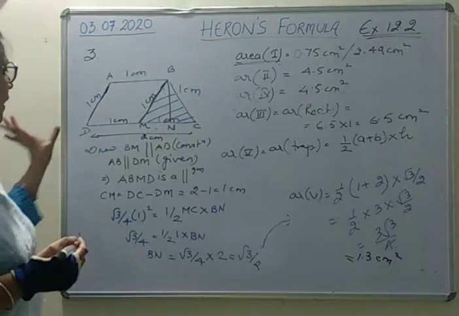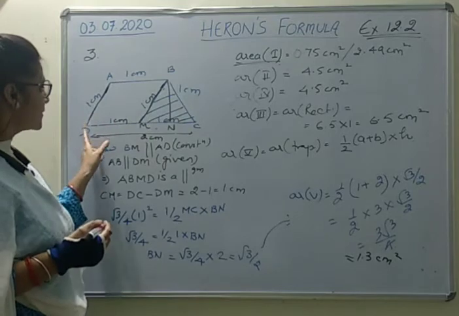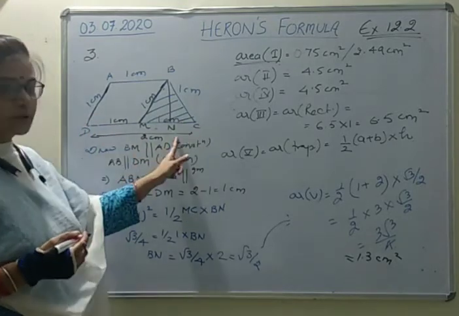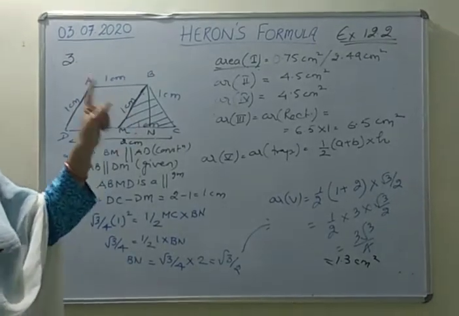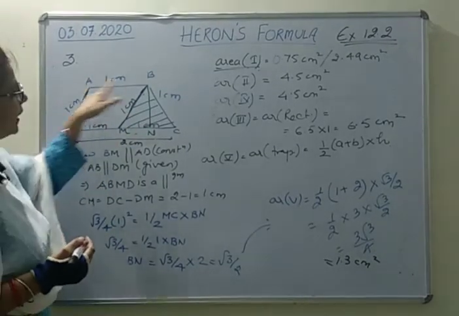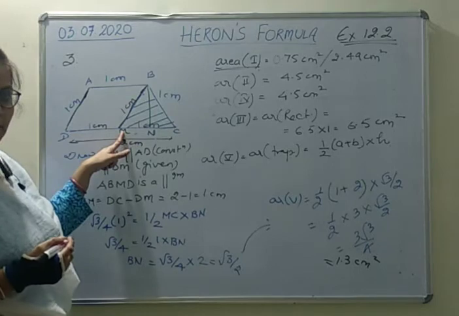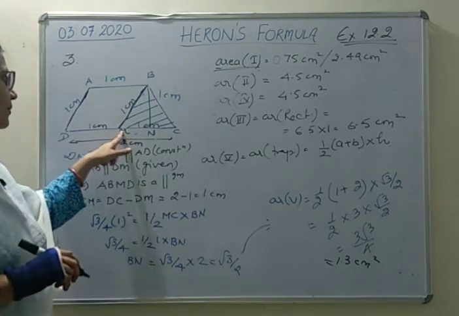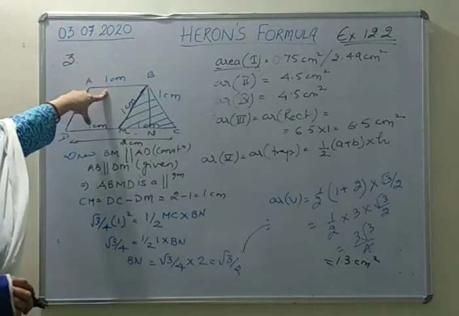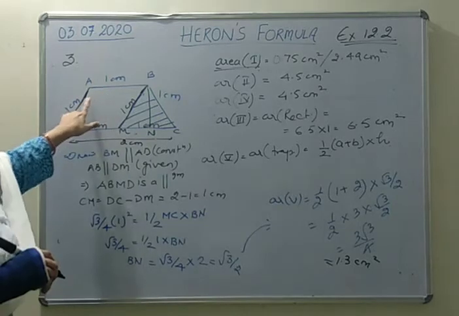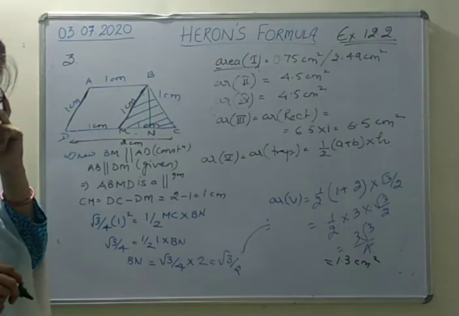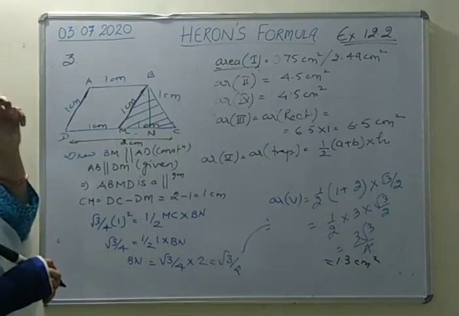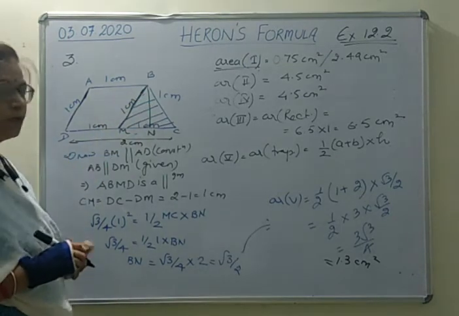Up to here clear? Now, see this DC is equal to 2 centimeter. And in a parallelogram, opposite sides are equal. So what we will get? AB is equal to DM. AB किसके बराबर होगा? DM के बराबर होगा. AB कितना है? 1. So what about DM? 1. And this AD is equal to BM. So both of them are equal to 1. तो हमको क्या मिल गया? BM is equal to 1.